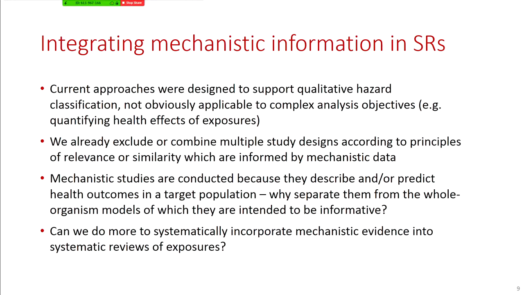And then we have this difficult job of trying to understand how these two different streams that have been analyzed differently meet up in the middle, at the end of an analysis process. And of course, we're also conducting mechanistic studies because they describe or predict health outcomes in particular populations. So the rationale for streaming evidence, or deciding where the joins are in the evidence space, isn't necessarily entirely clear. So there might be more we can do to systematically incorporate mechanistic evidence into systematic reviews of exposures.